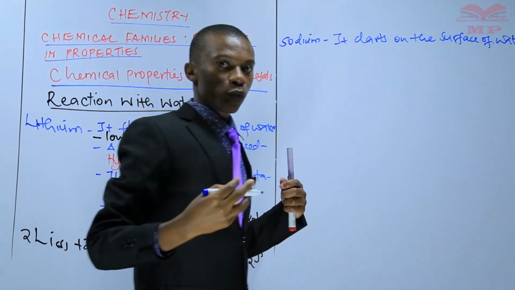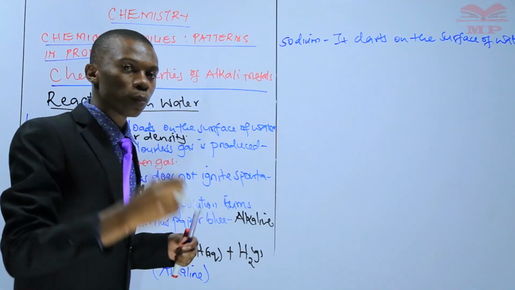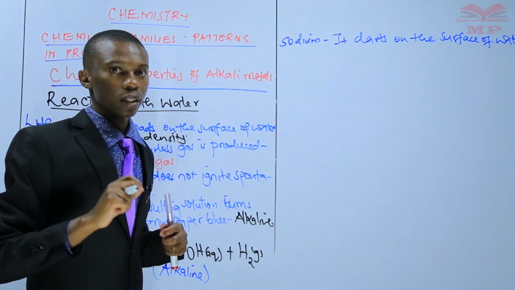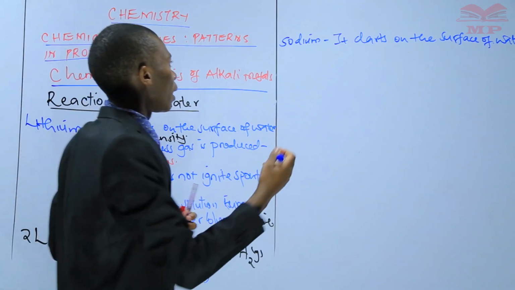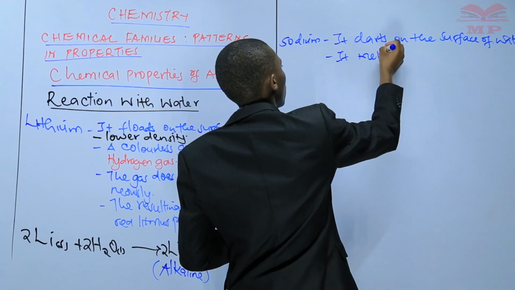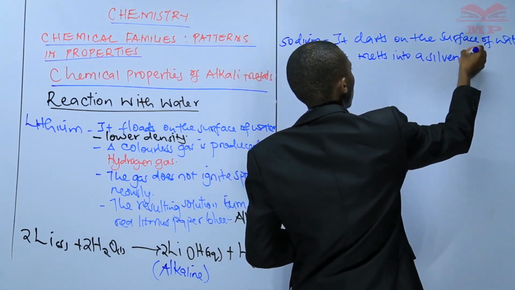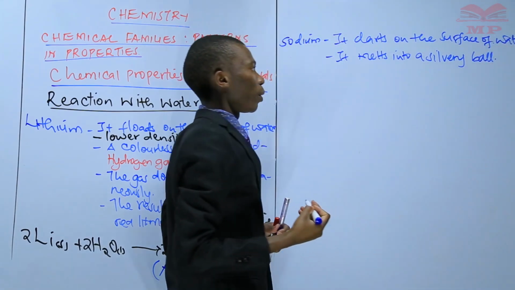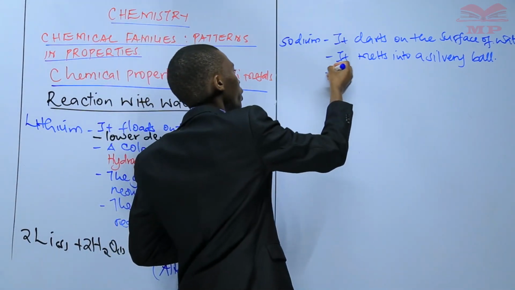That is, it moves very fast on the surface of water. So when you put a piece of sodium on the surface of water, it just darts very fast on the surface. Then it also melts into a silvery ball. Third, a hissing sound is produced.